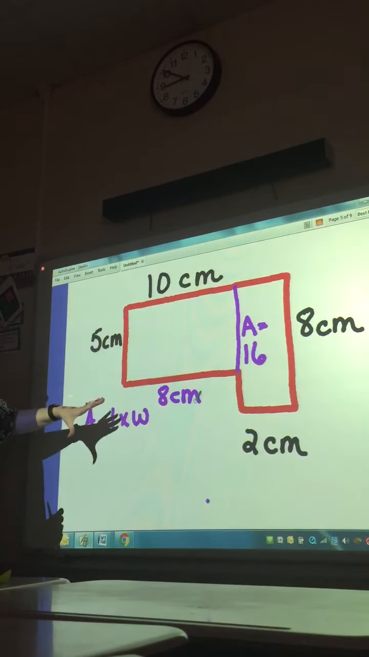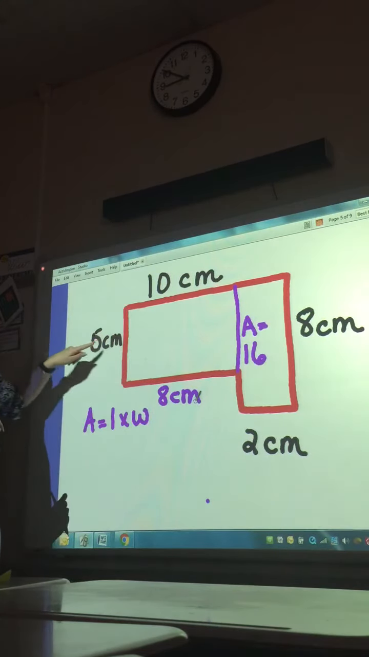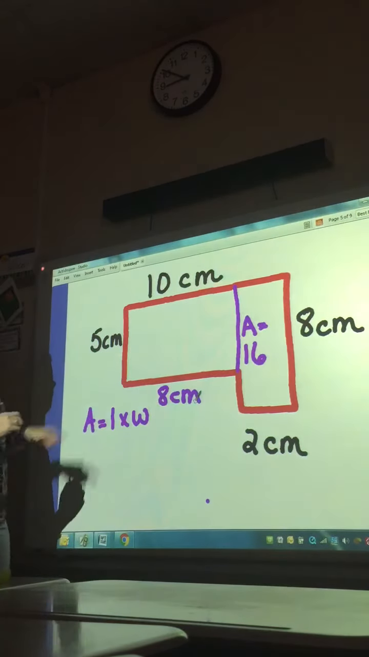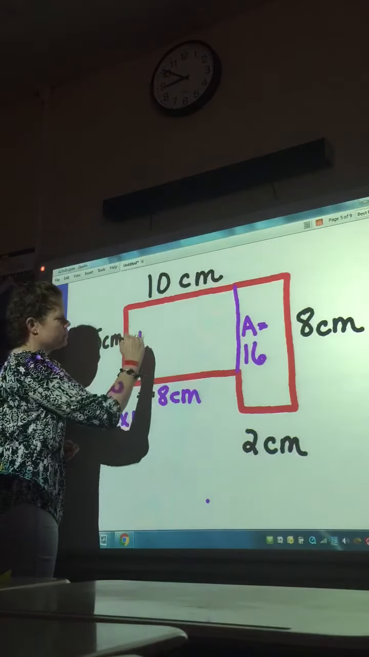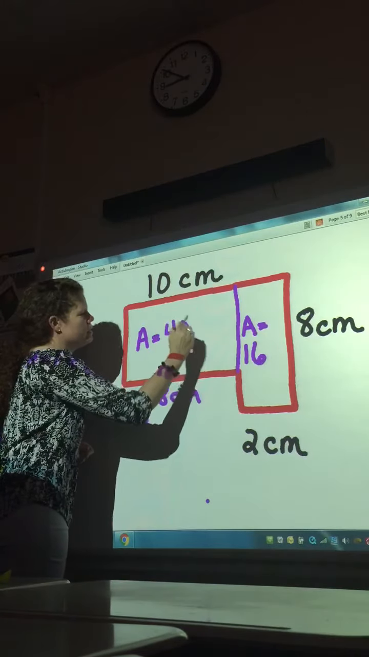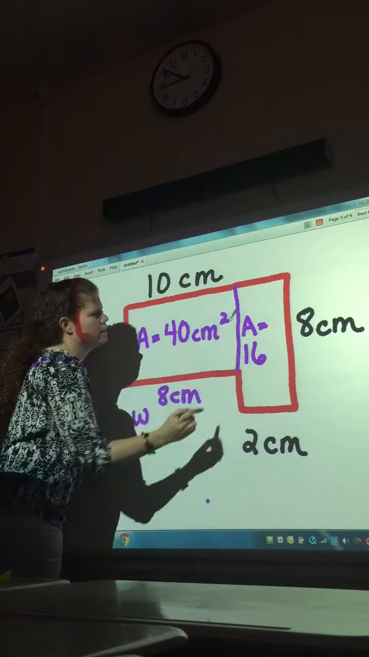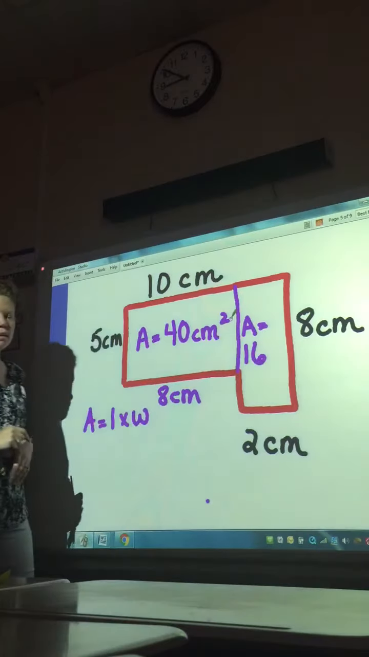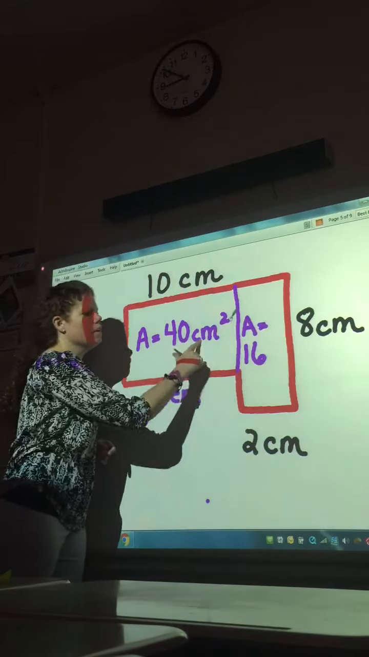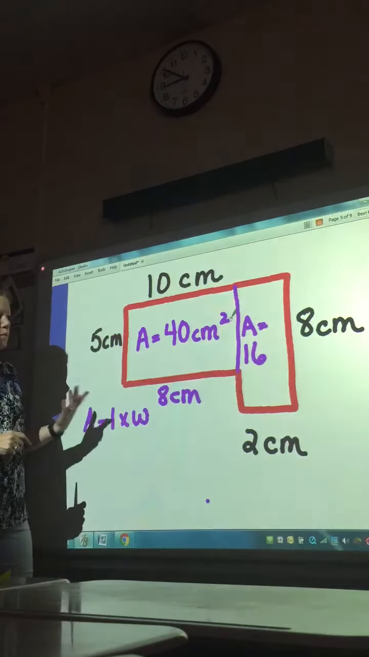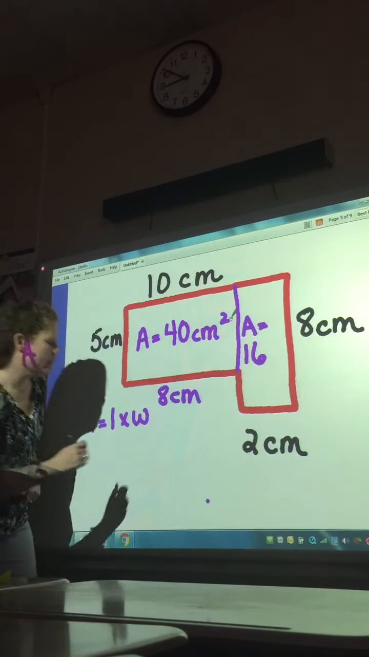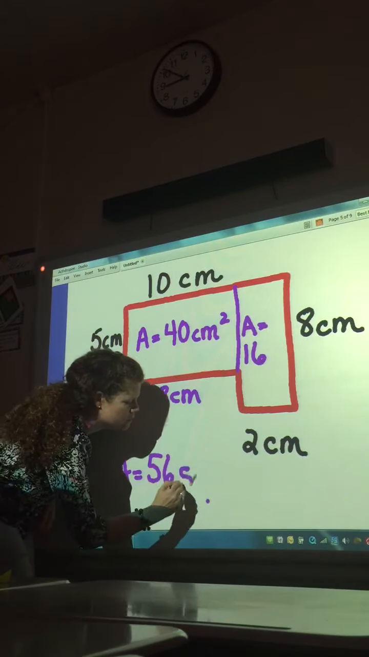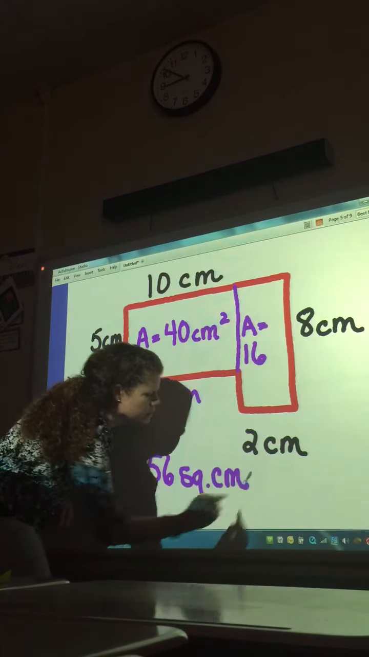So now we can find the area of this figure. 5 centimeters, 8 centimeters, and we find length times width, and 5 times 8 is 40. So our area would be 40 square centimeters, okay? And then if we want to find the area of this entire figure all together, all we have to do is add. We add 40 plus 16. We know how to do that because we've done number talks. We can do that in our head. And our area of this big figure would be 56 square centimeters.